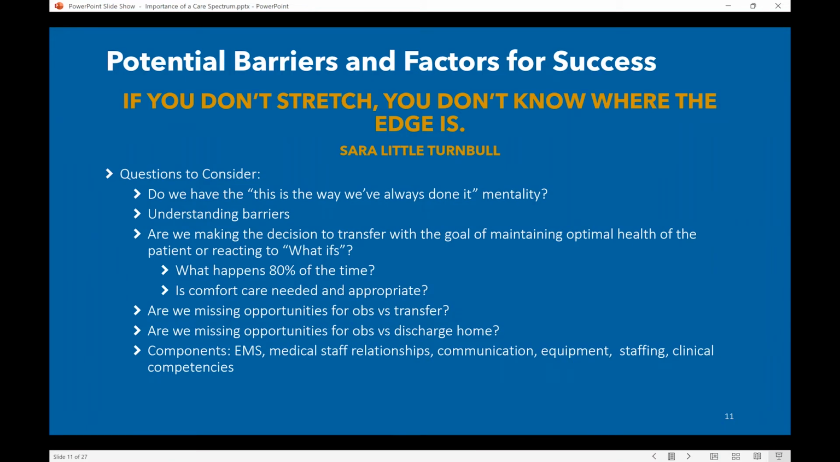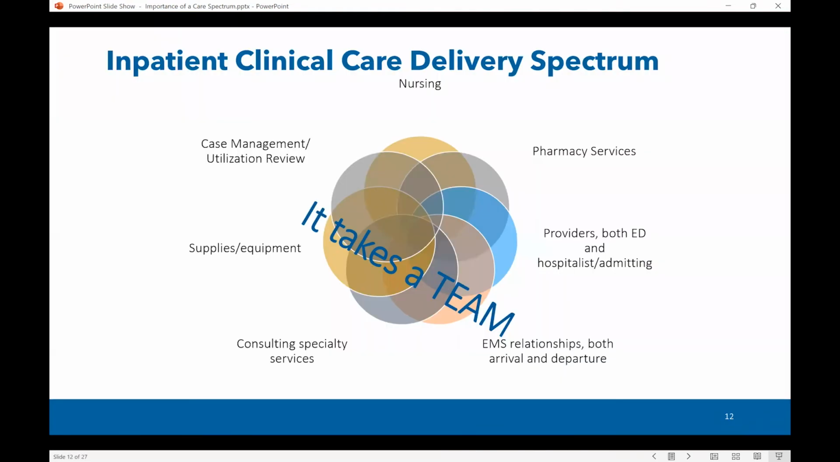Well, if we're going to treat and evaluate, and treat and evaluate, and treat and evaluate, those patients may be the patients that need to come in for observation instead of discharging home. And then there are a lot of components to consider: your EMS, medical staff relationships, communication, equipment, staffing, and then again, your clinical competencies. So to develop your care delivery spectrum, you really need a team.